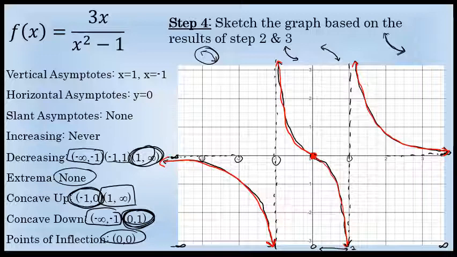These 4 steps can be used to sketch the graph of any rational function. The steps again: vertical asymptotes, use the first derivative to find where the function is increasing and decreasing, and use the second derivative to determine concavity.